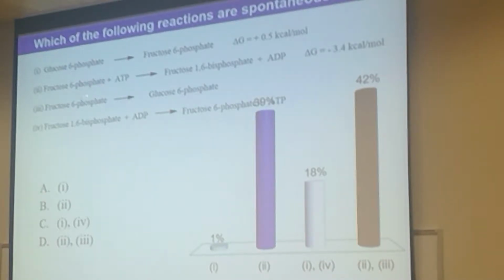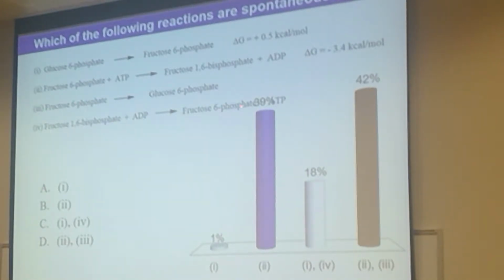So you can see the first reaction, the delta G is given a positive value. So is it a spontaneous or non-spontaneous reaction? It is non-spontaneous, so this is not our answer. The second reaction, the delta G value is given a negative value, so it is a spontaneous reaction. This one is the spontaneous.